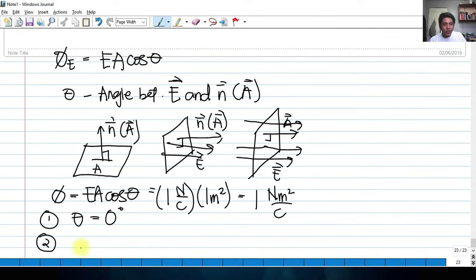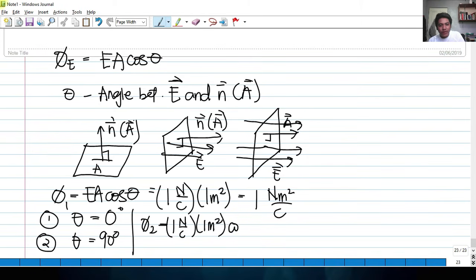Okay, for case number 2, if we have a theta that is 90 degrees. Plugging it into our formula, this is electric flux 1, this is electric flux 2 in condition 2. So that must be 1 Newton per coulomb times 1 meter squared. Then we multiply it by the cosine of 90 degrees. And cosine of 90 degrees, whether you like it or not, is 0. And 0 times 1 is simply 0. Okay, 0 Newton meter squared per coulomb. So in other words, if theta is 90 degrees, then the electric flux is always 0. Remember that.